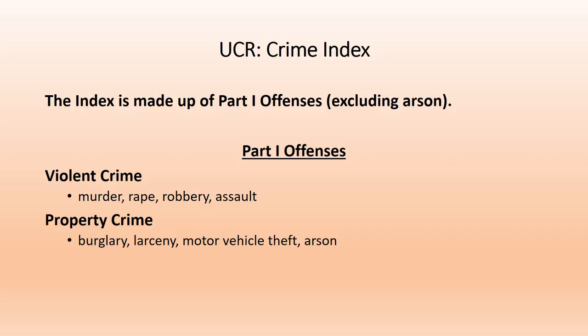The four that make up the violent crime category are murder, rape, robbery, and assault. Now, we don't want to confuse the word murder with homicide. There's a difference. All murders are homicides, but not all homicides are murder, because you could have a justifiable homicide. So you don't want to write homicide in there. You want to write murder, rape, robbery, and assault.